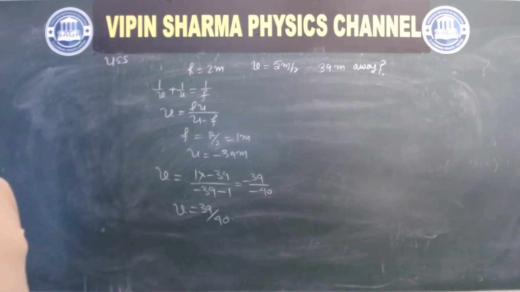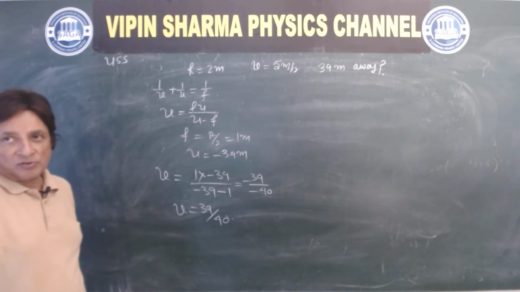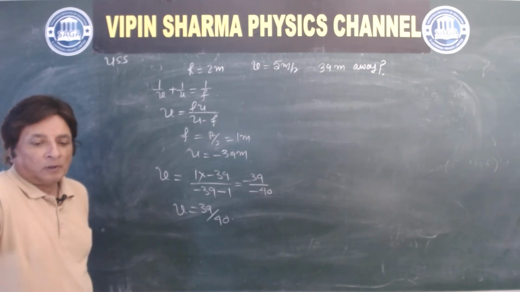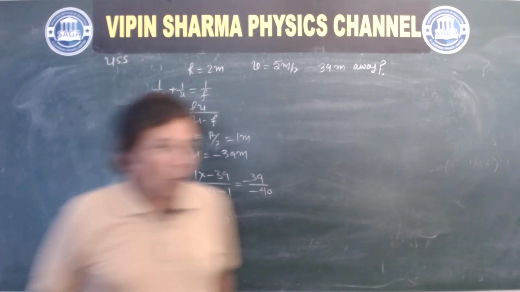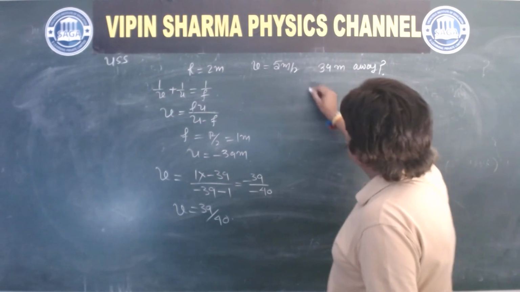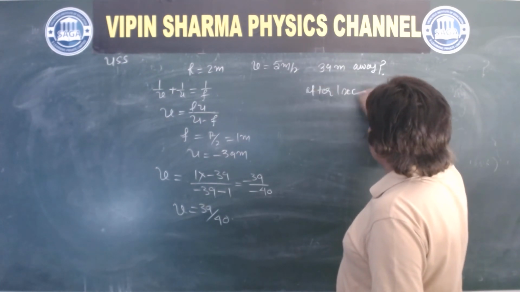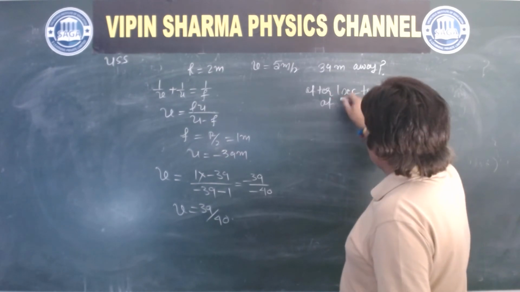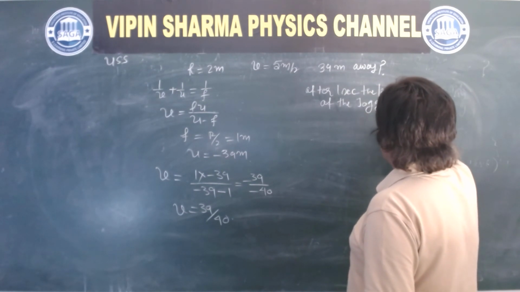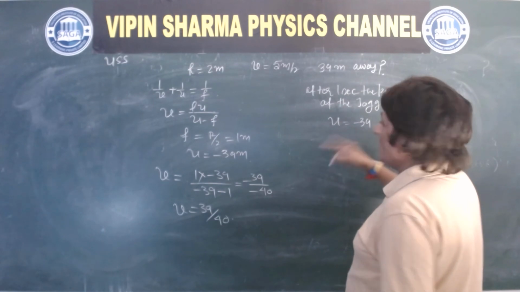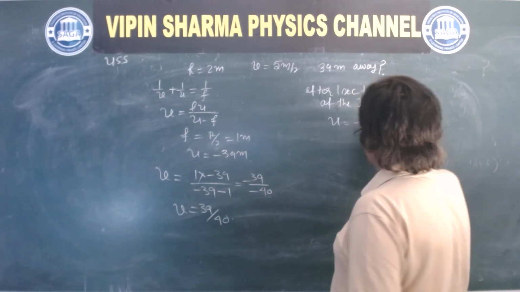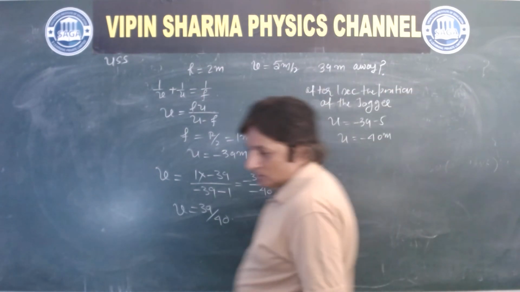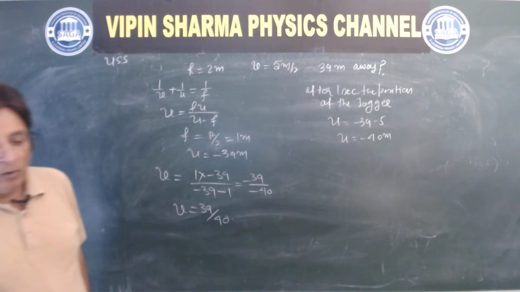Since the jogger moves with a constant speed of 5 meter per second, after 1 second, what is the position of the jogger? u equal to minus 39, and in 1 second the jogger covers 5 meter. Hope it is clear.